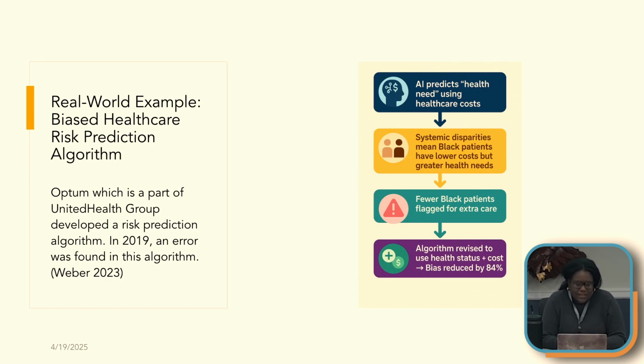But the scientists from UC Berkeley went in and took out the variable healthcare costs. They looked for other variables within the healthcare data set. By finding other variables that were a better proxy for healthcare need, they were able to revise the algorithm and reduce the bias in the model by 84%. And I have a site there so you can go learn more about it.